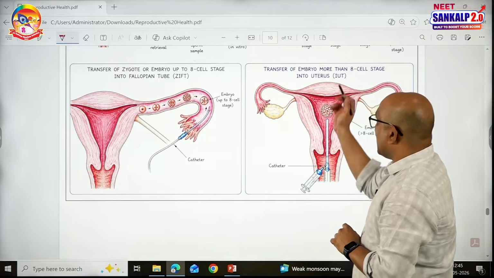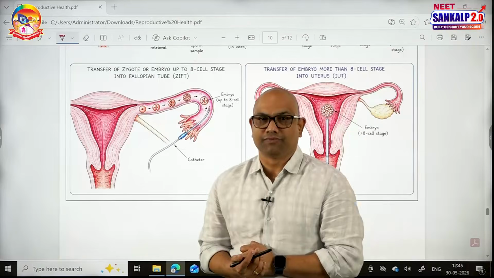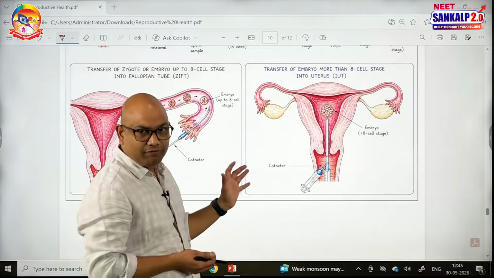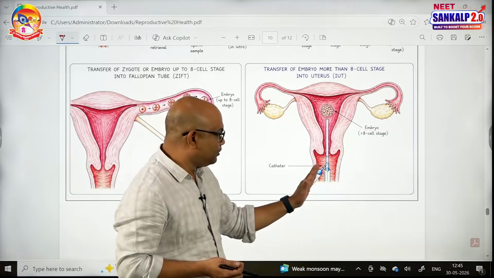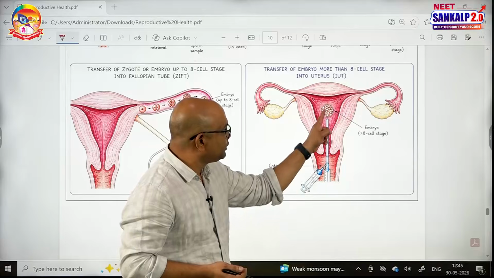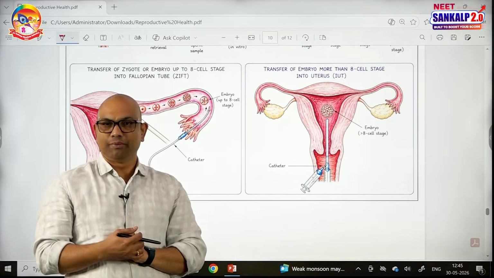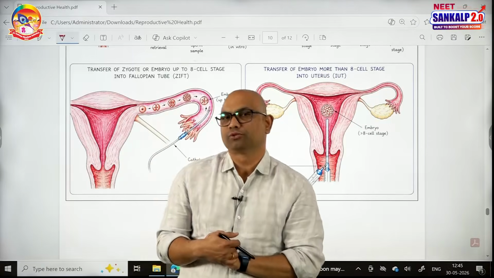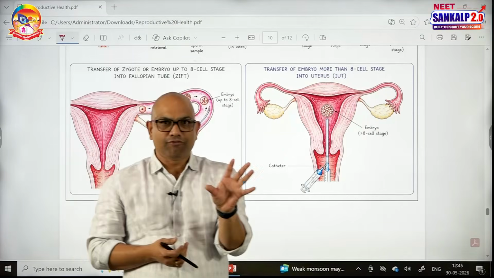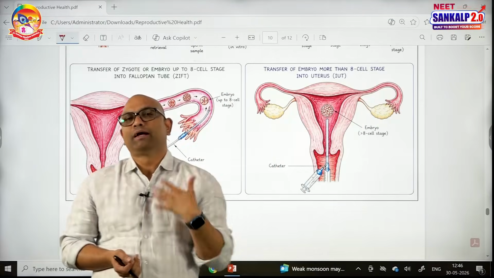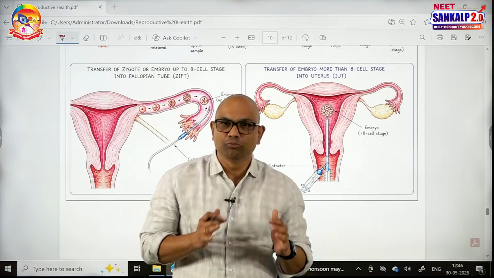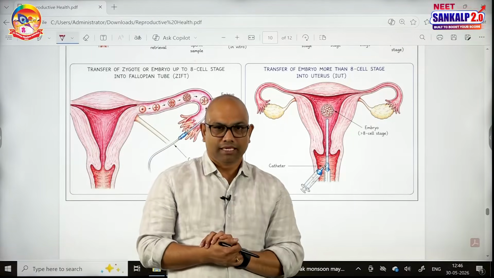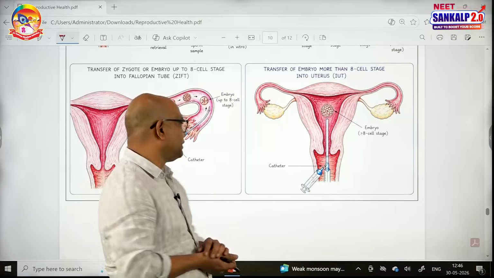Next, IUT, intrauterine transfer. If the embryo is more than 8-celled, after IVF, they will transfer that embryo through the vagina and cervix into the uterus. More than 8-celled embryo should be transferred to the uterus. That method is called IUT, intrauterine transfer. This IVF followed by ZIFT, IVF followed by IUT is said to be test tube baby program. Test tube baby program. And remember guys, one more important point I want to tell you here.